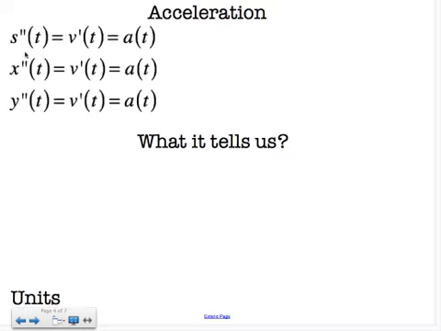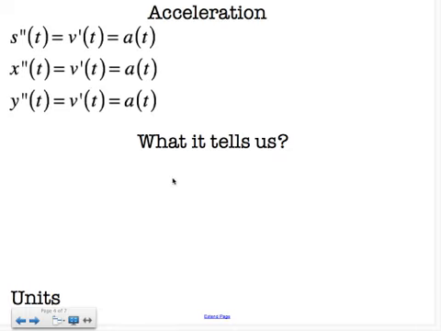Okay, now the second derivative of position, which would be the first derivative of velocity, also has a special name in the physics world, and it has a lot of connections to our world that we experience every day, and we call that acceleration. So acceleration is the second derivative of position or the first derivative of velocity. Okay, what does it tell us?